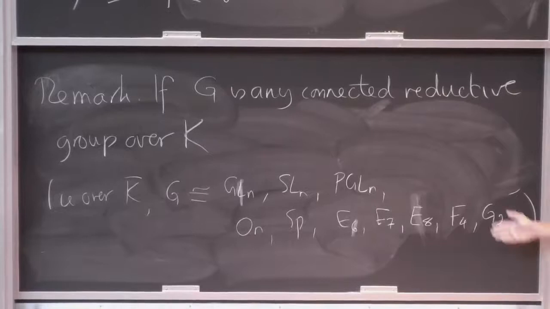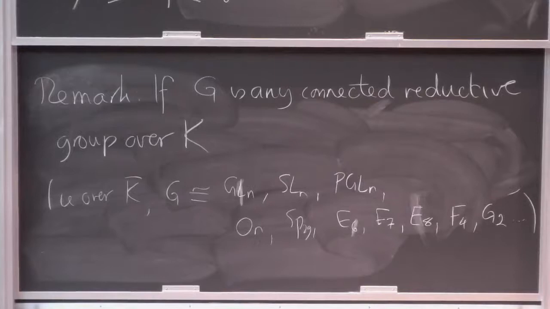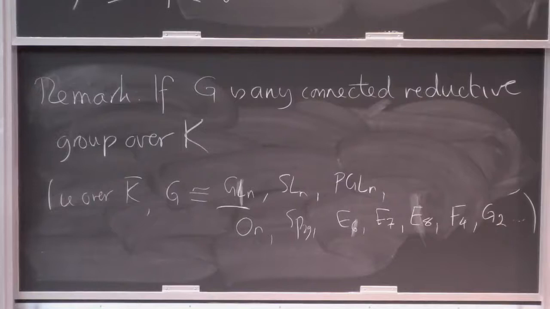And if you have a connected algebraic group over K, an algebraic group is just some closed subgroup of a matrix group, or closed subgroup of GLN. So these are defined by polynomial equations. This is some symplectic group, SP2G, if you like. So whatever a connected reductive group is, there are examples, and we are sticking with GLN in this course, but there's a huge collection of connected reductive groups that aren't GLN.